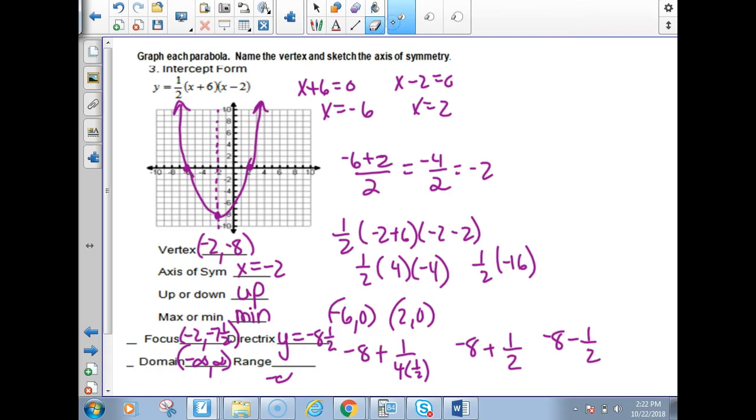Oops, almost wrote an infinity symbol first. It needs to be negative 8, small to large, negative 8 to infinity. I just didn't want to write that on top of that y. I wrote a little big there.